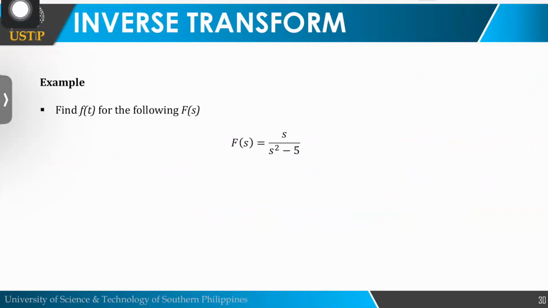Find the following f of t for the following f of s. We have s over s squared minus 5. Okay, before I solve, you can pause this video. You can solve for yourself para let's see if pareha ba tag makam up nga answer. Okay, so first thing is don't cheat. Don't play the video yet.